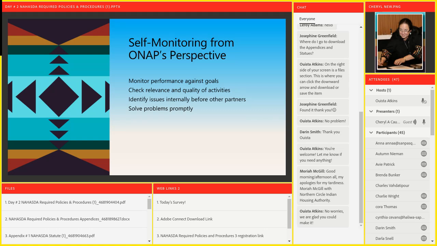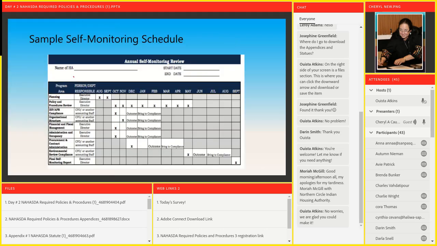You monitor your performance against your goals. You check the relevance and quality of your activities. Identify issues internally, hopefully before any other partners, and solve your problems promptly. So you can put together a self-monitoring schedule to give yourself time to have that completed by the time the APR is due. One of the things I always say is you guys need 5-year calendars.